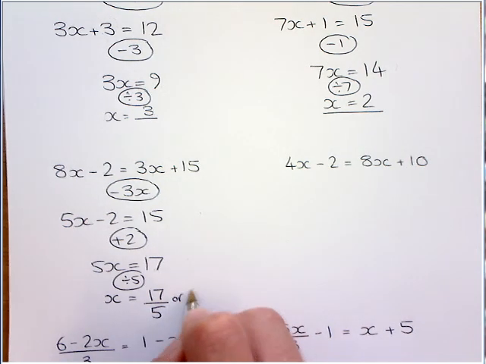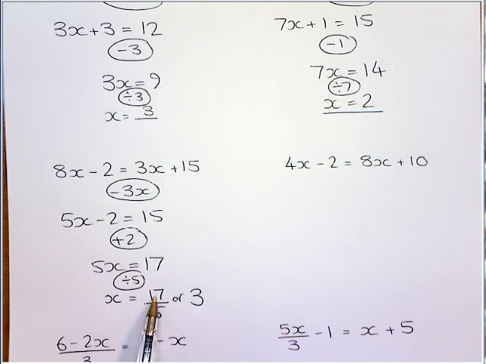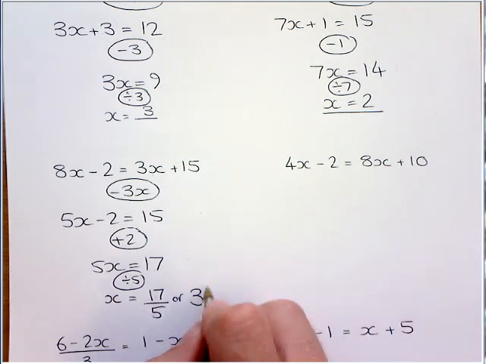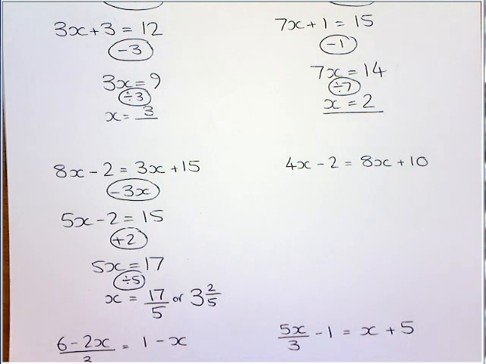You can go into a little bit more detail because there's 3 5s in 17, but there's 3 and 2 remainders, so it's 3 and 2/5. So this is what we call a mixed fraction. This is top heavy.